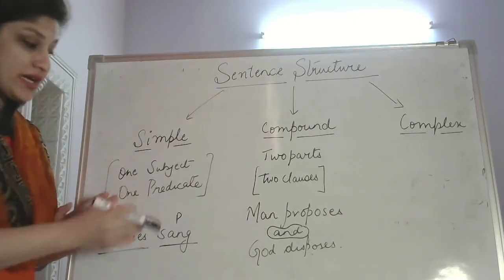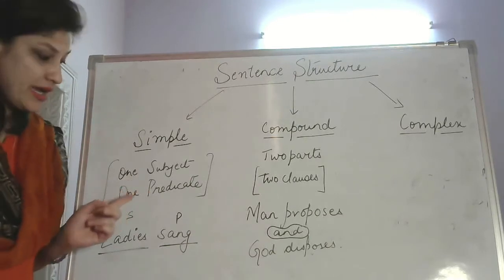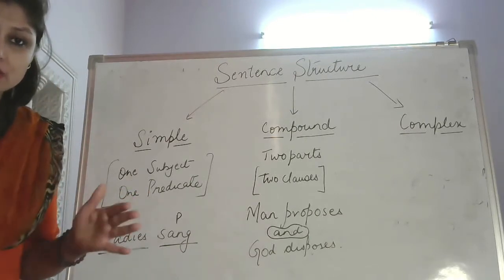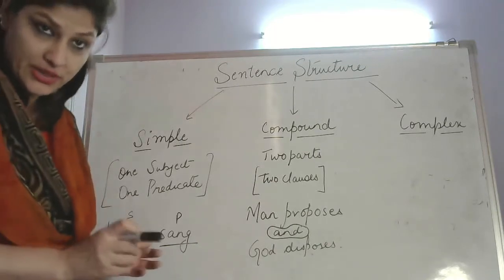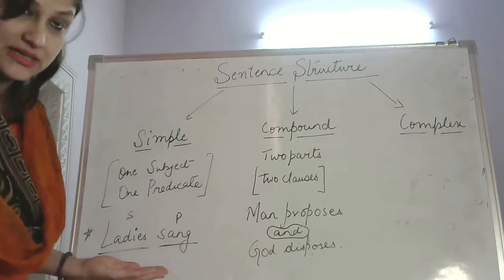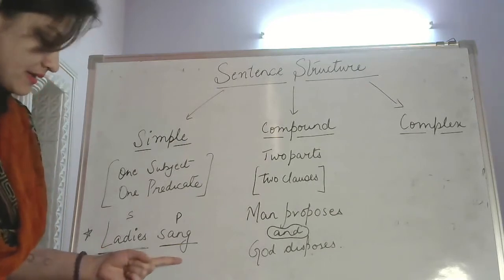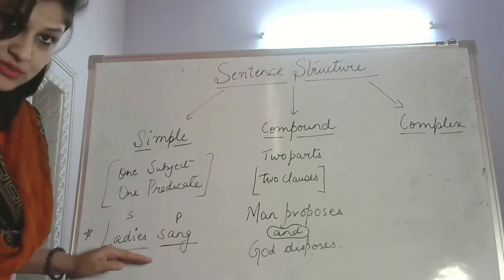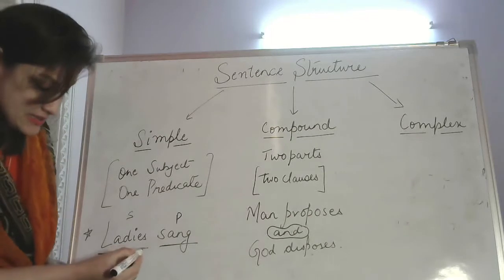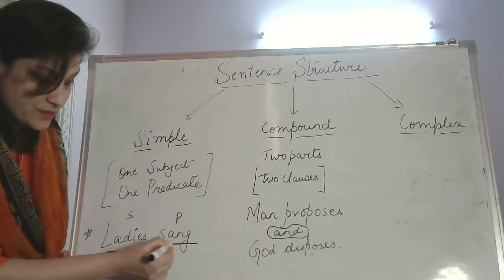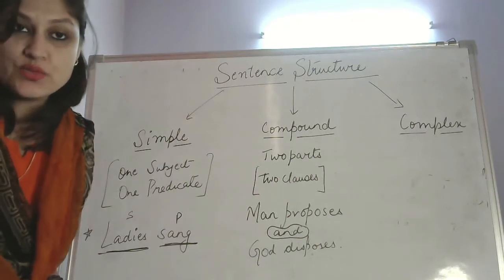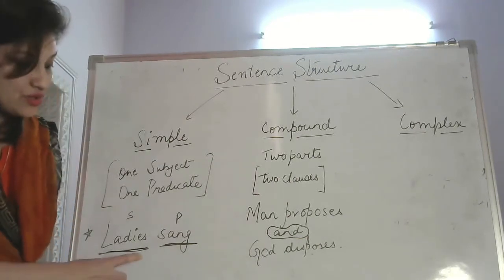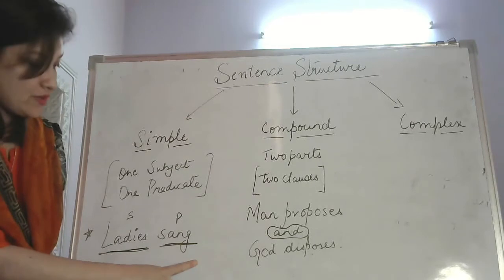Simple means where there is one subject and one predicate. A simple sentence where you will get the subject and you will get the predicate. For example, see the sentence. Ladies sang. Now, ladies is the subject. We're talking about ladies. And sang is the predicate. I'm sure you must have done subject and predicate as well in your previous classes. So this is what we are talking about.